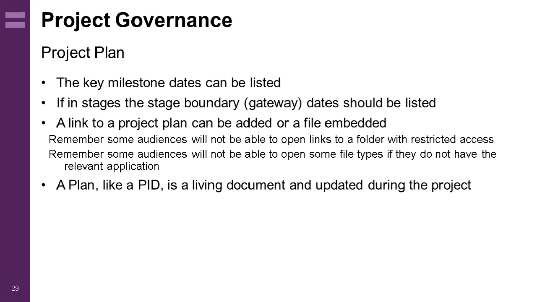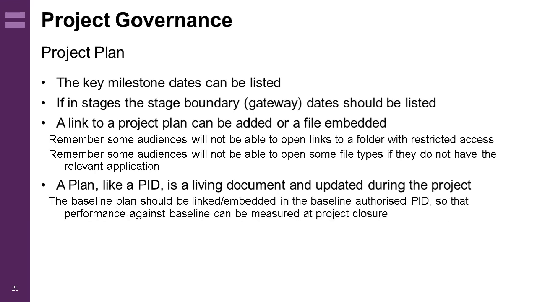The plan, like a PID, is a living document. However, it's only when the scope changes enough to cause a PID update would an updated plan be required in the new version of the PID. You don't keep coming back to this PID and updating the plan section. If a link is used instead of embedding a file, it could be to a live plan, in which case a baseline should be applied to it that must match how the plan stood at the time the PID was approved.